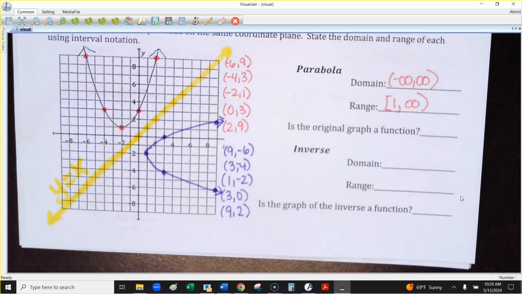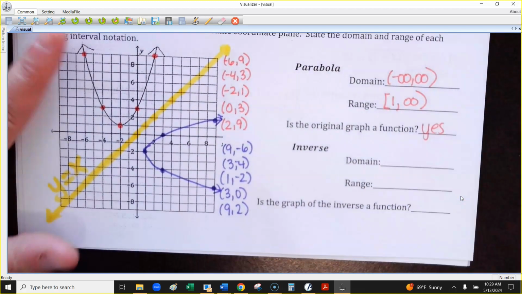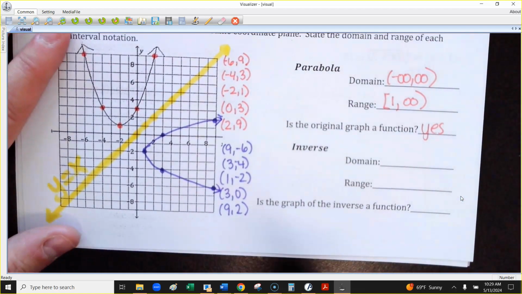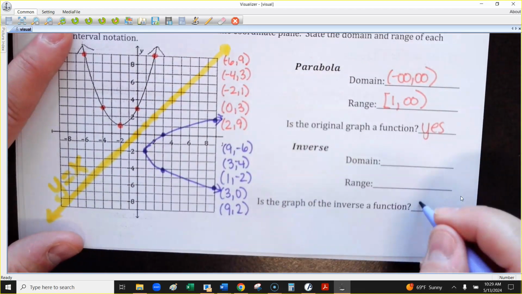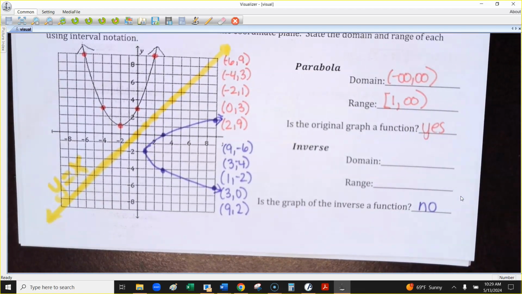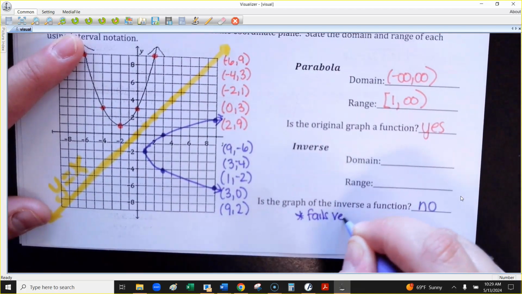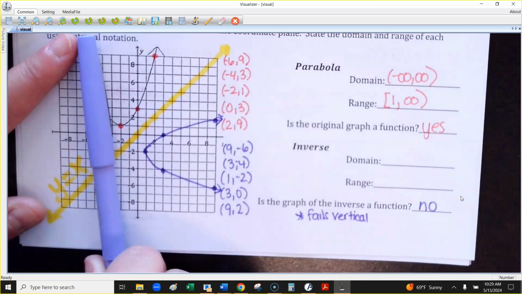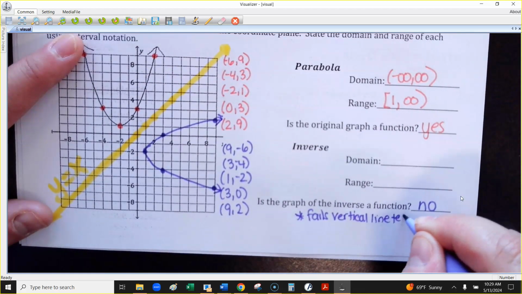So the original, the parabola we started out with, is a function for sure. When I graphed its inverse, though, that now does not pass the vertical line test. So just because you have a function originally doesn't mean the inverse automatically is a function. It's not, because it would fail the vertical line test. You can write that if you want to. It touches more than 1 point. If I draw a vertical line, any vertical line across the one I drew in purple there, it fails the vertical line test. So it's not a function.